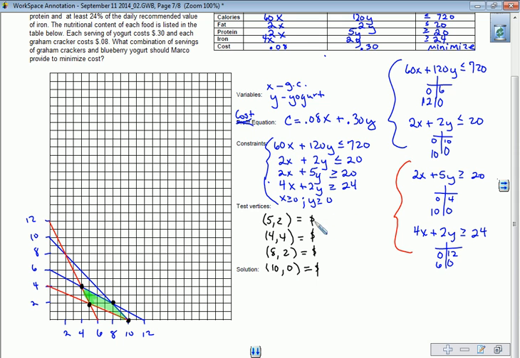Okay, so did you get $1? What if we got 4 graham crackers and 4 servings of yogurt? What would it be? $1.42. $1.52. What about 8 grams and 2 servings of yogurt? $1.24. What about 10 grams? Oh, 80 cents. Aw, man, we're not getting any yogurt, are we?